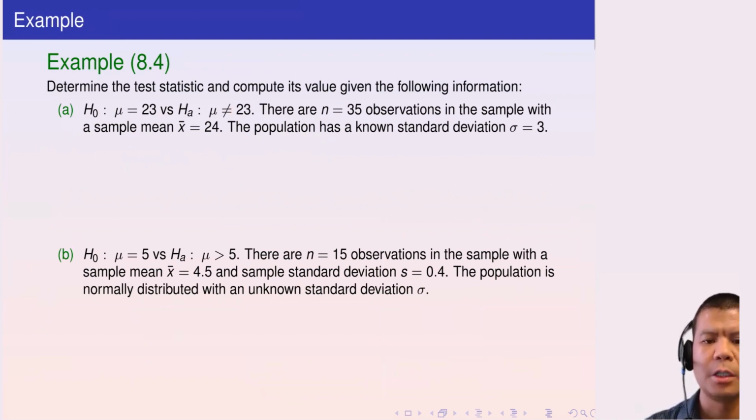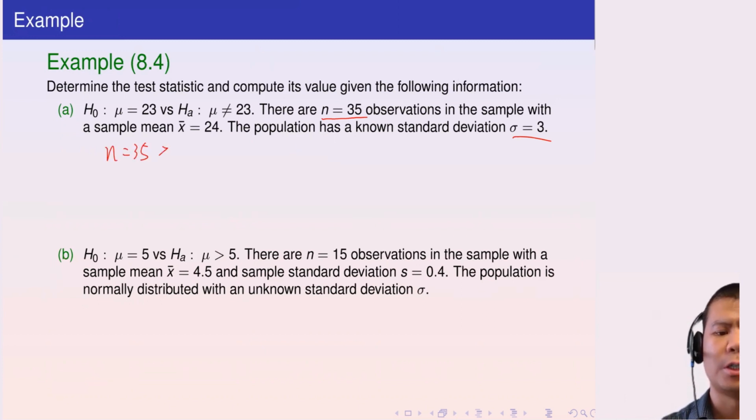Determine the test statistic and compute its value given the following information. A, the null is mu equals 23 versus the alternative mu is not 23. There are 35 observations in the sample with a sample mean X bar equals 24. The population has a known standard deviation sigma equal to 3. Now one question is, is this considered a large sample or a small sample? For a large sample, it's usually n greater than or equal to 30, right? It is large.